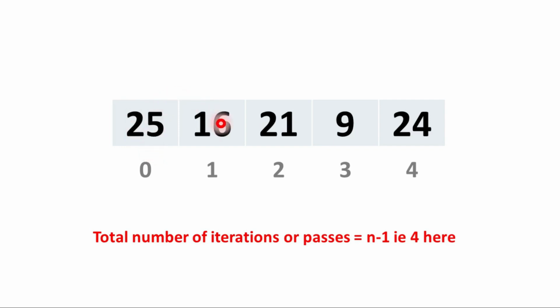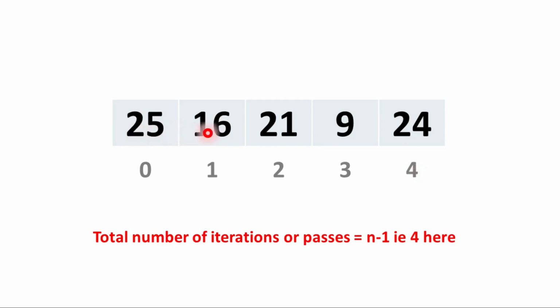25 and 16 are compared. Since I'm arranging my array in ascending order, these two are not in ascending order. 16 comes here, 25 comes here. And then 25 is compared with 21. They both are not in ascending order. Swapping takes place, and it goes on. When we reach the end of the array, you can see that 25 will come here. In other words, the maximum of all these elements will definitely come here since you are arranging elements in ascending order. When we have done this, it means that our first iteration is completed.